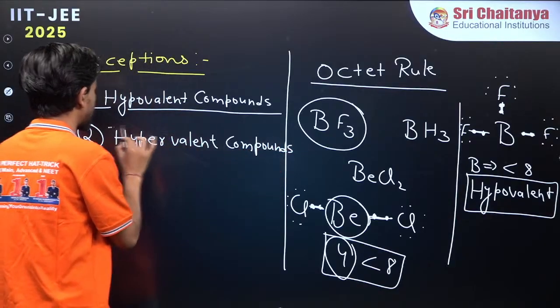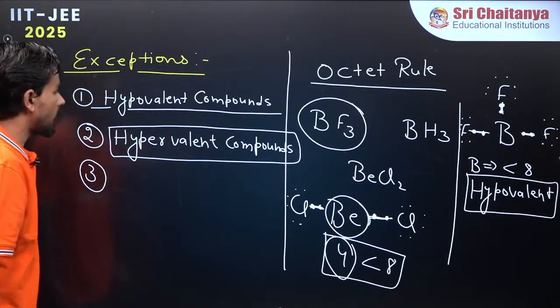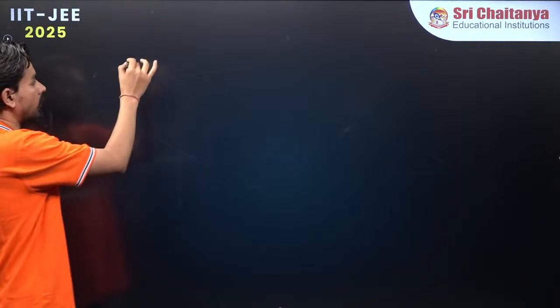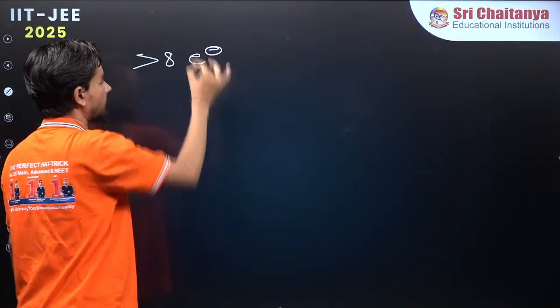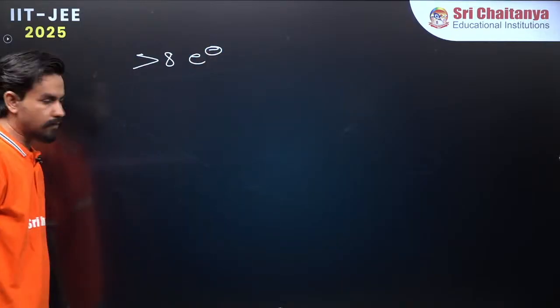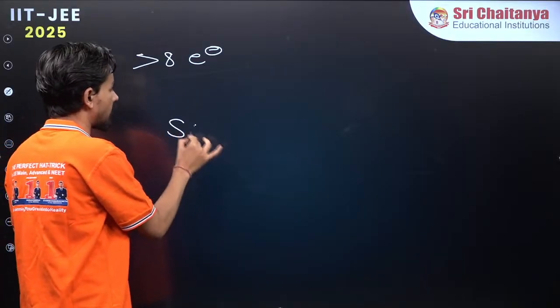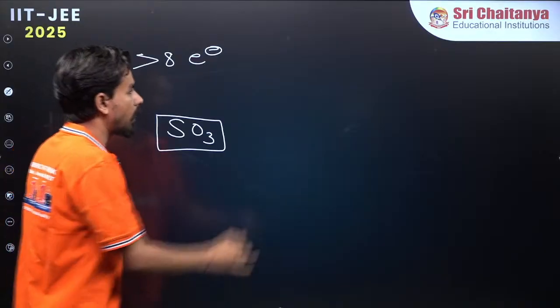Okay, hypervalent compounds. That is the thing. What are these hypervalent compounds? Those which have greater than 8 electrons in their outermost shell. Now you will ask me how it can be greater than 8. Think about SO3. How can we draw it?